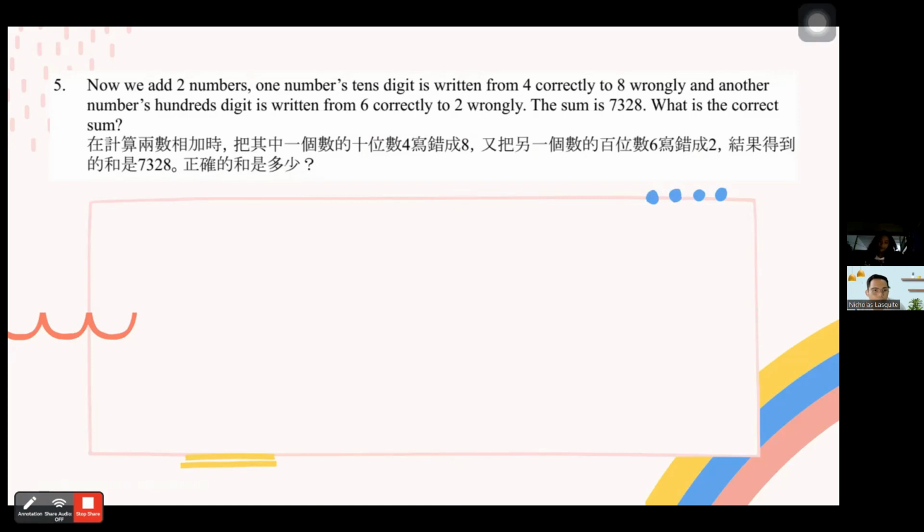So we add two numbers. One number's tens digit is written from 4 correctly to 8 wrongly, and another number's hundreds digit is written from 6 correctly to 2 wrongly. The sum is 7328. What is the correct number? What do you think? 7328.